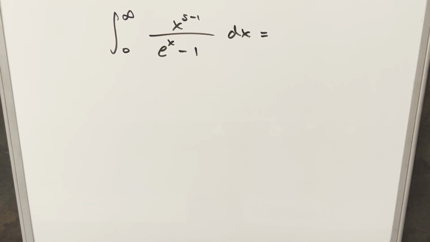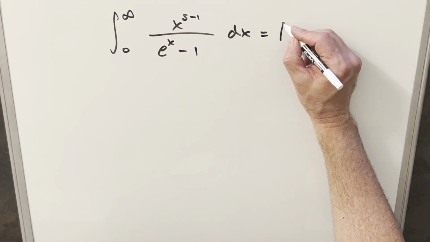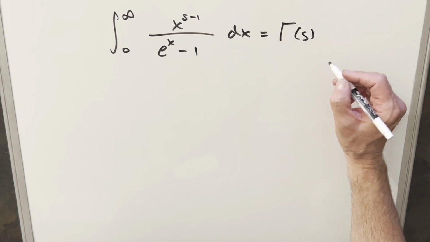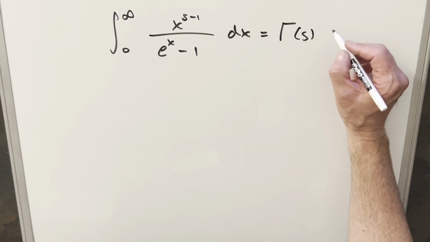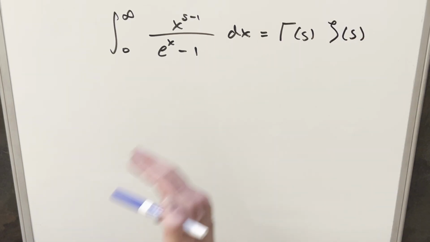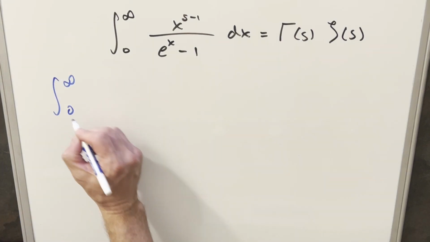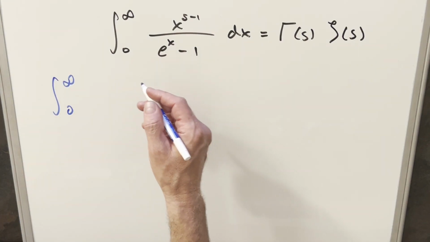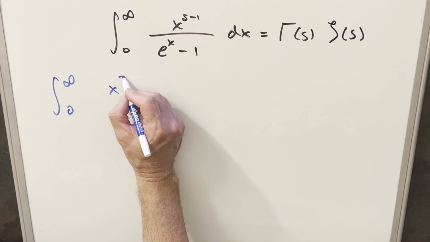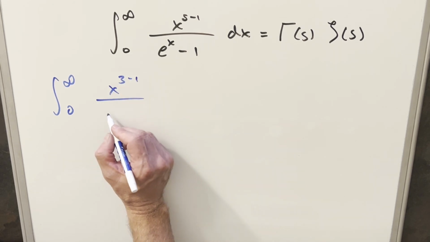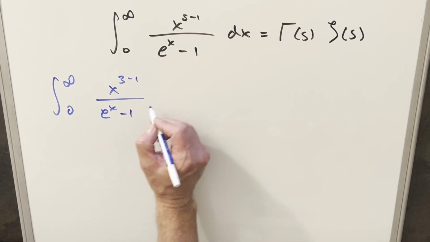And in that video, we found a general formula for this integral. It was just gamma of s times the Riemann zeta function of s. So with this formula, you could do this really quick because you just need to know what s is. In the case that we did before, when we had x squared, our s value is going to be 3. If I write this as 3 minus 1, that's x squared over e to the x minus 1.